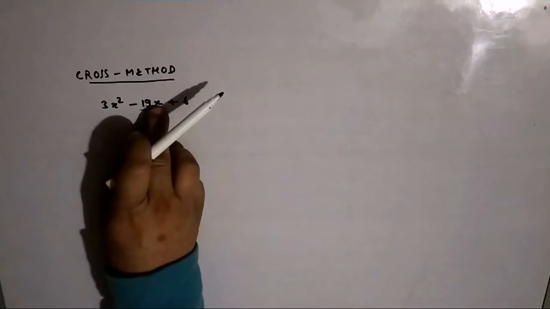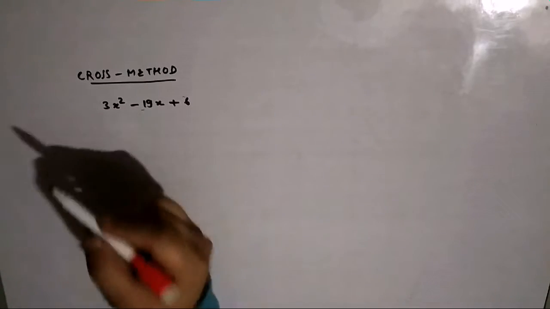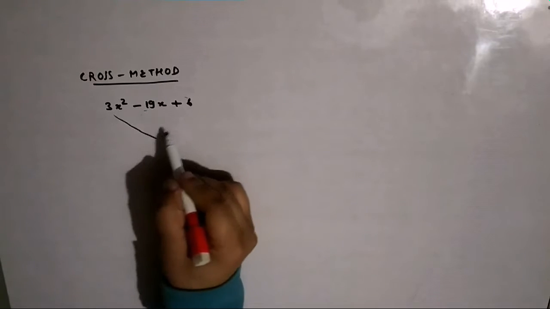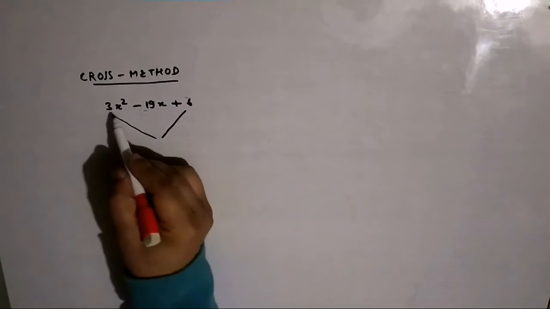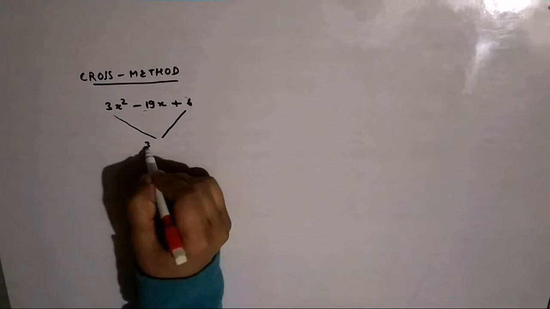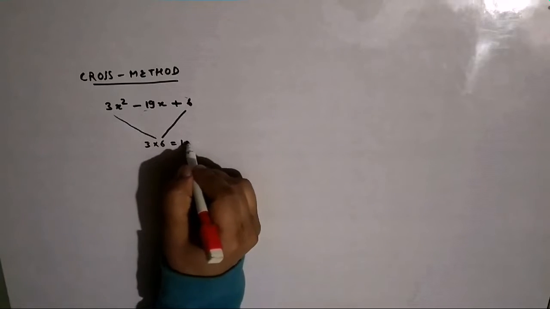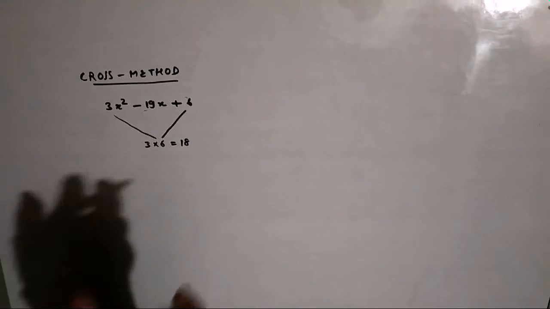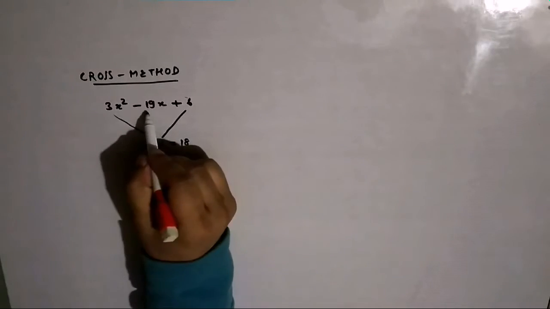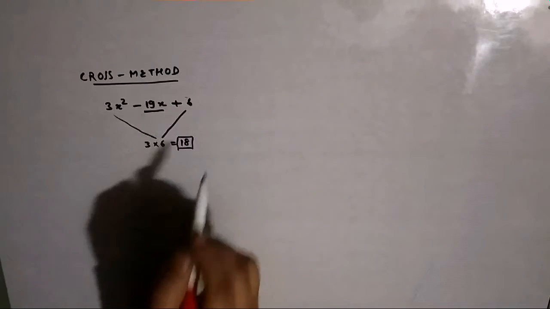It means whatever we have done up to now is not applicable here. So how can we do this one? What you have to do here is check what is the multiplication of the first term and the last term. The coefficient of x square here is 3 and the last term is 6. If you multiply, that becomes 18. Then you have to see whether the middle term can be written as the sum of the factors of this 18.